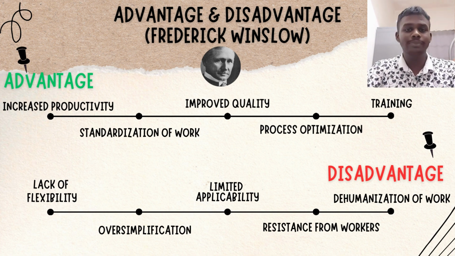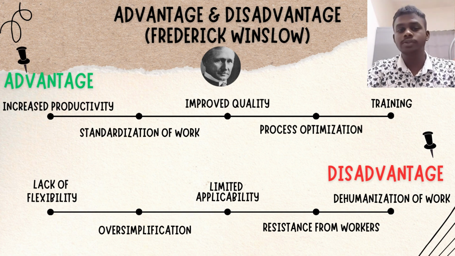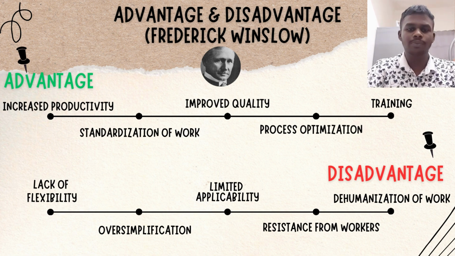Taylor's methods were often met with resistance from workers who felt that they were being unfairly exploited and overworked. The fourth one was the lack of flexibility. Taylor's focus on standardization and optimization sometimes led to a lack of flexibility, which made it difficult to adapt to changing conditions or circumstances. The last one was oversimplification. Taylor's methods sometimes oversimplify complex work processes, leading to the neglect of important factors such as workers' motivations and social dynamics in the workplace.